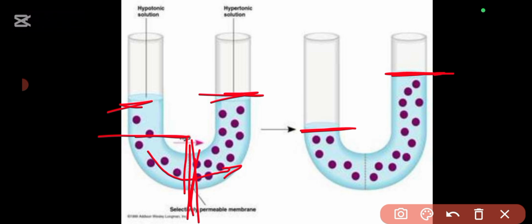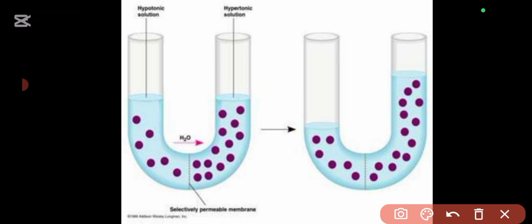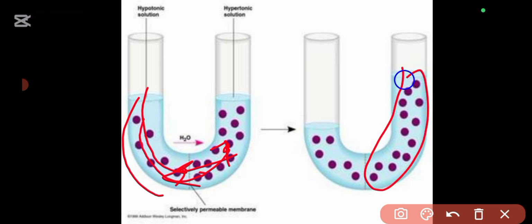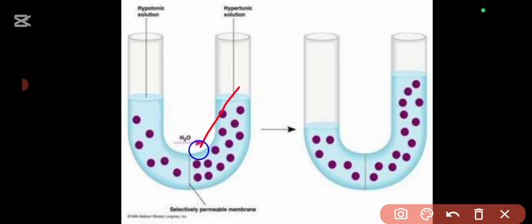So you see that the solutes did not move across. It is the water that moved from this side of the membrane to this side. So that is what we call osmosis, movement of the water. But you notice that the water moved to the region where solutes are more concentrated, right? There's more solute on this side, so water moved in the direction of more solutes.